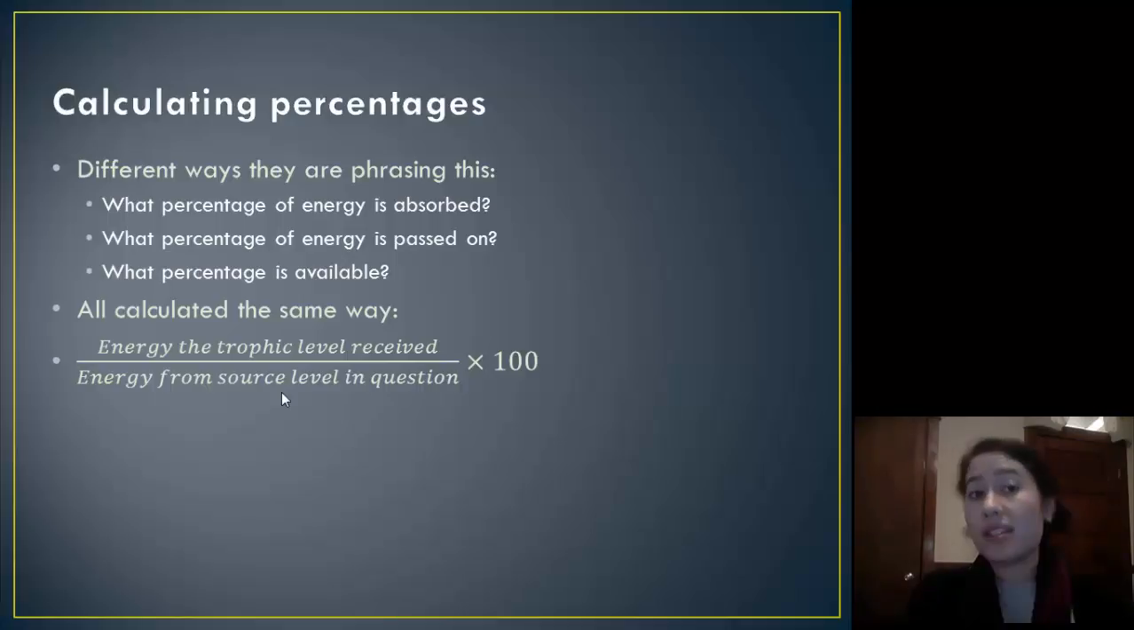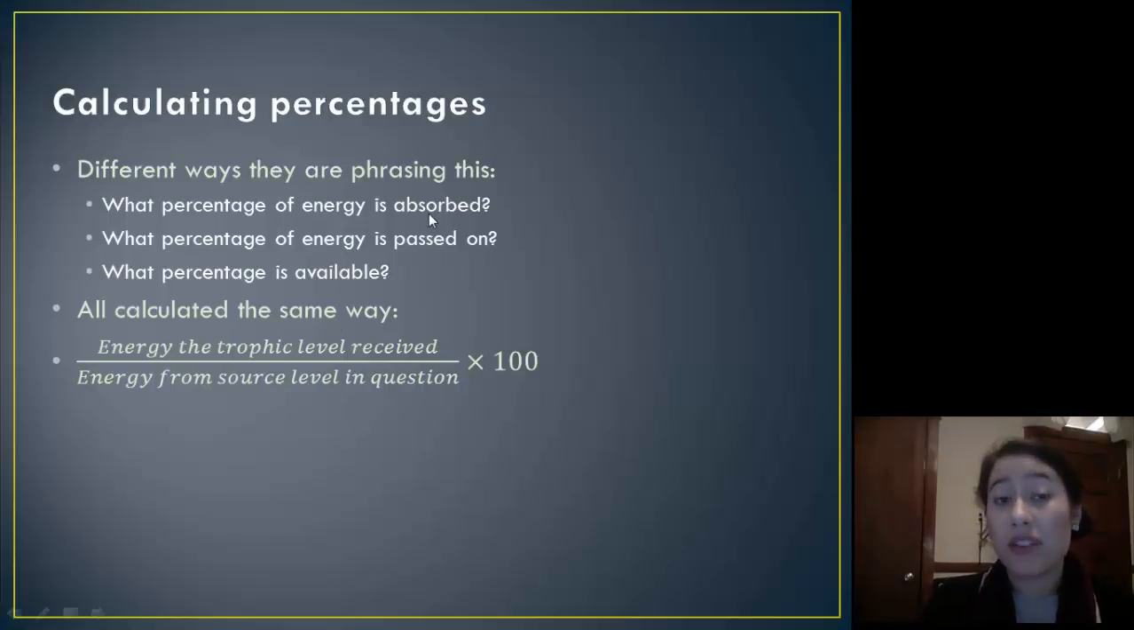If you understand how to calculate the percentages already, you didn't have a problem with the math, you're good, turn the video off. If you need a little bit of help doing the percentage problems that are in this packet, stay tuned for the next few slides so that I can give you some examples of how to do those problems. Okay, so the packet phrases these percentage questions in a variety of ways. They're asking what percentage of energy is absorbed, what percentage of energy is passed on, what percentage of energy is available. And all of these are calculated the same way.